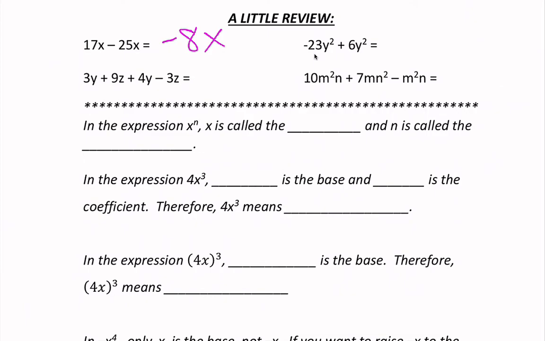Okay, on my next one, I have a negative 23y squared, and I have a positive 6y squared. Notice they both have y squared. Those are exactly the same, which means they are like terms. I can combine them. I can add those numbers together. So if I take a negative 23 and I add 6, it's going to give me a negative 17, and I can't forget my y squared.